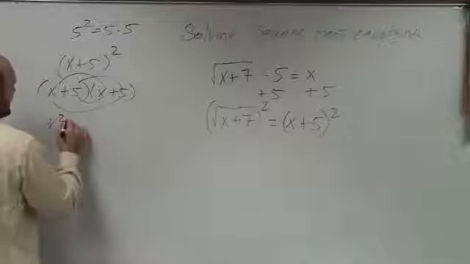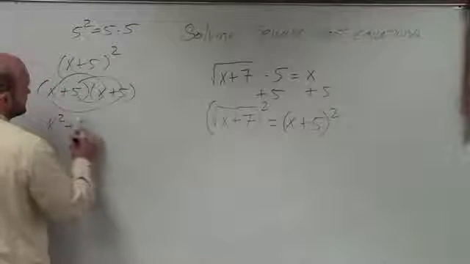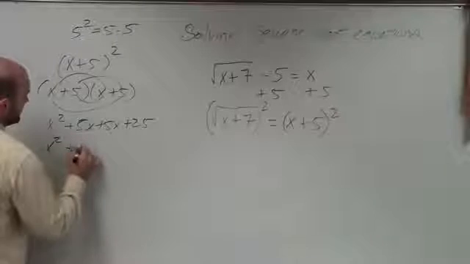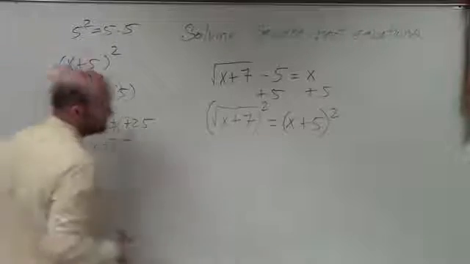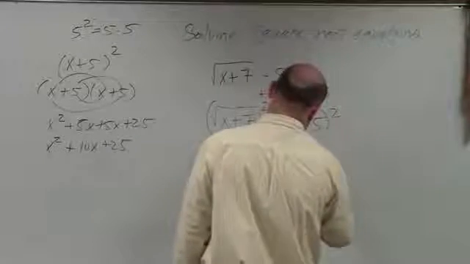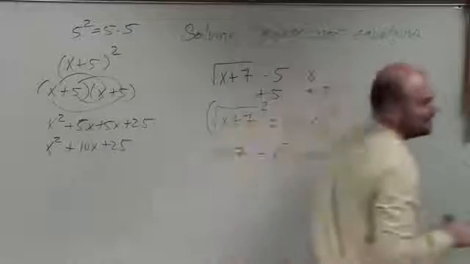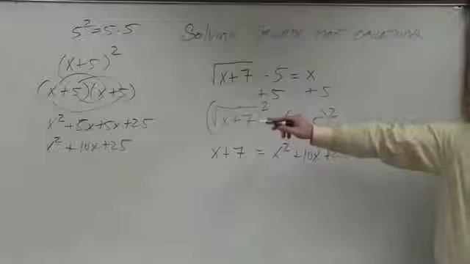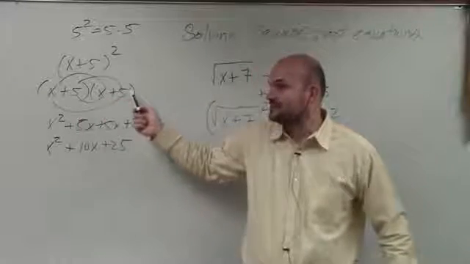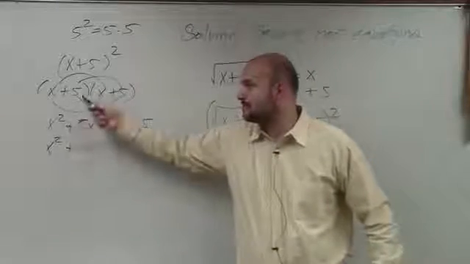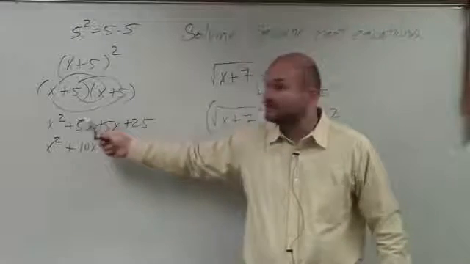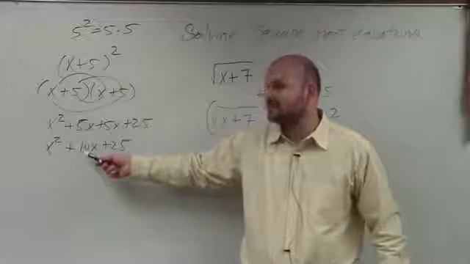And what you'll see is that's x squared plus, I'll just write it out, 5x plus 5x plus 25, which is x squared plus 10x plus 25. So it's x plus 7 equals x squared plus 10x plus 25. I just did FOIL. X plus 5 squared is x plus 5 times x plus 5. X times x is x squared. 5 times x is 5x. 5 times x is 5x. 5 times 5 is 25. 5x plus 5x is 10x. Have you seen that, Justin?